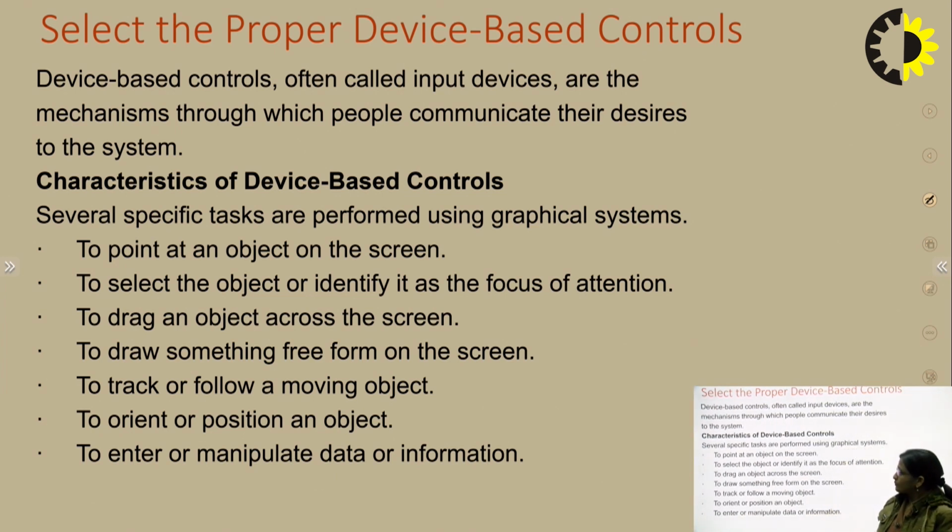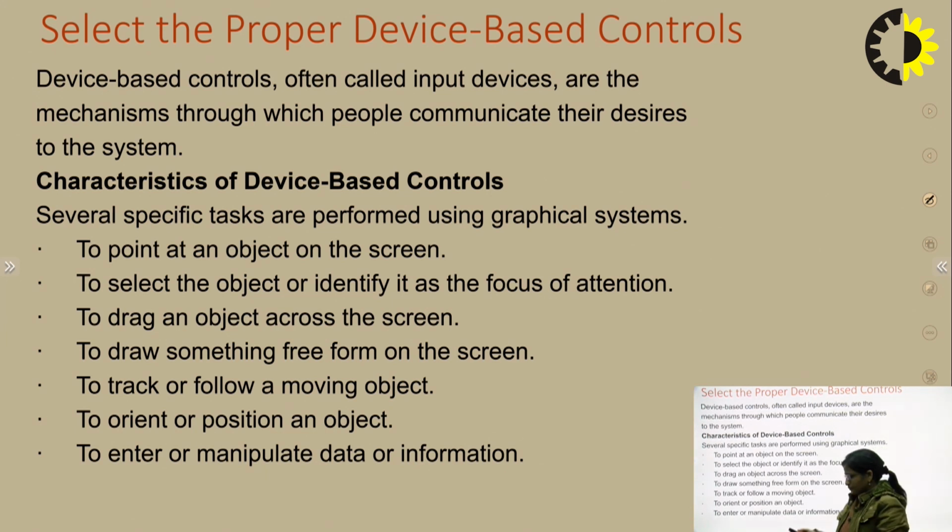So what are the characteristics of device based control? Several specific tasks are performed using a graphical system. First is to point at an object on the screen. For pointing we basically use our mouse. Then to select the object or identify it as the focus of attention, to drag an object across the screen, to draw something free form on the screen, to track or follow a moving object, to orient or position an object, to enter or manipulate data and information. For these purposes we are using the input devices.